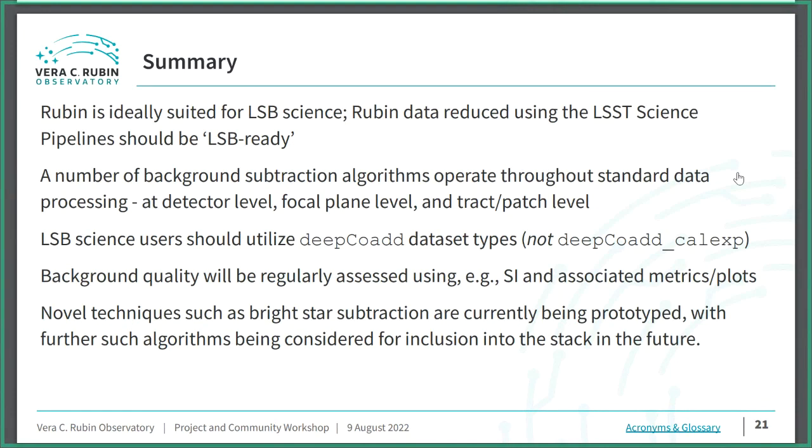As we've discussed, there are a number of different background algorithms that operate throughout the stack, and I think those are all important to keep in mind, how your data is being reduced, when you're looking at LSP data science with Rubin. I mentioned that the deep coadd dataset type is probably the one you should favor over the deep coadd calexp. That's a really important point to take home, because you may be using one and wondering why your LSP results don't look as they should.